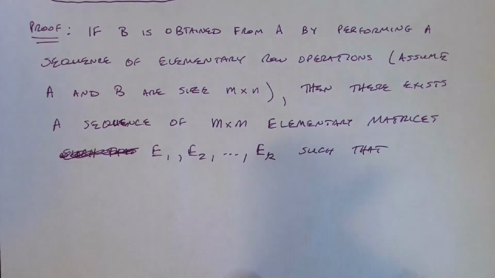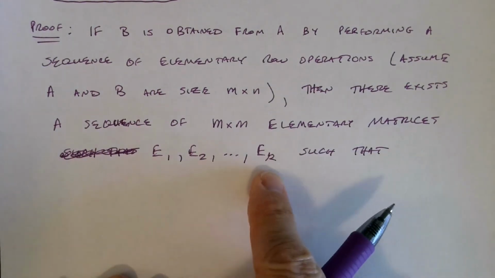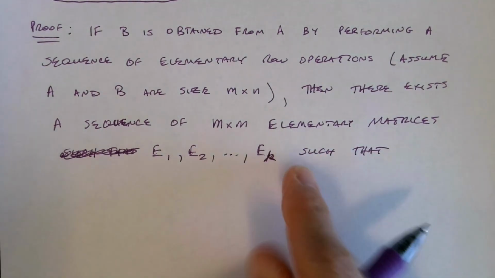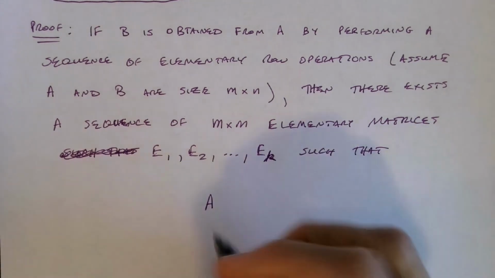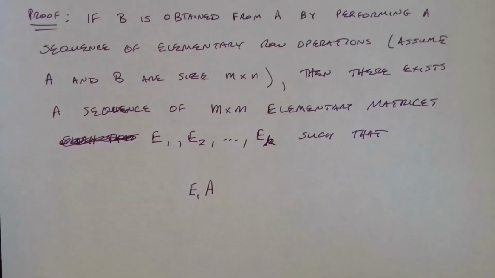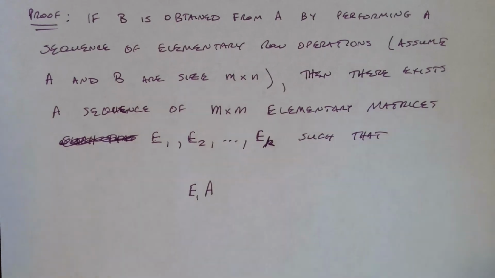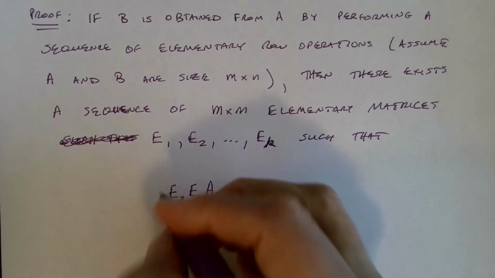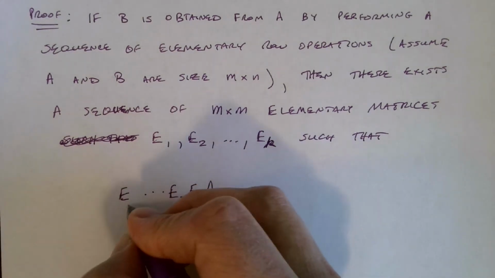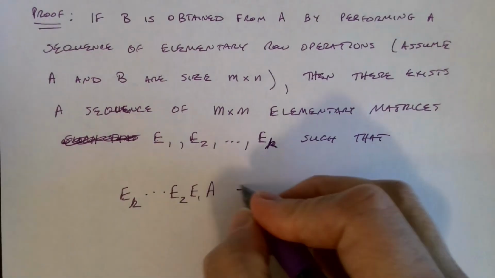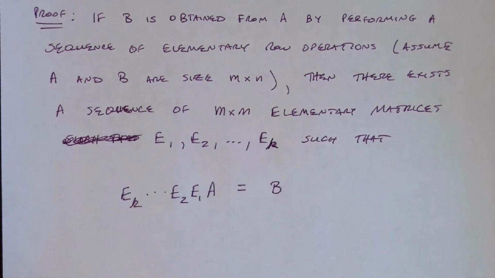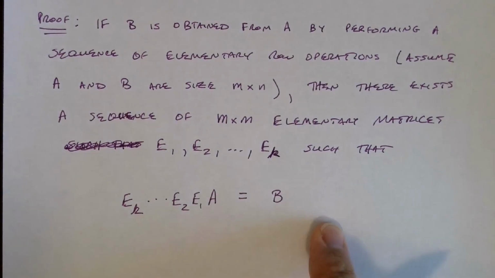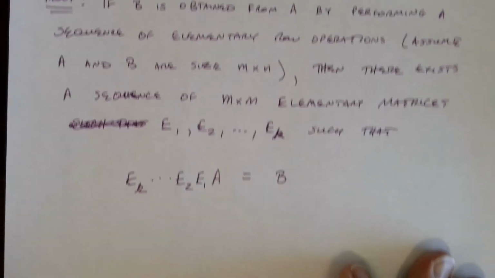In other words, I don't know how many elementary row operations you've done. I'm going to just say K of them, and for each elementary row operation you do, there's a corresponding elementary matrix. When you start with matrix A, you multiply by E1 on the left to perform the first row operation. Then we do the second row operation by multiplying by the corresponding elementary matrix, all the way until we multiply finally on the left by E sub K, and that will get me the matrix B, right? That's what it's saying. If B is obtained from A by performing a sequence of elementary row operations. So that's the power of elementary matrices. We can do it in a proof this way.